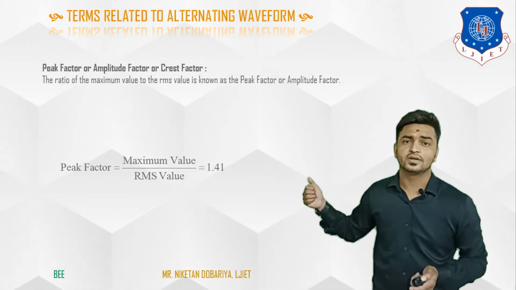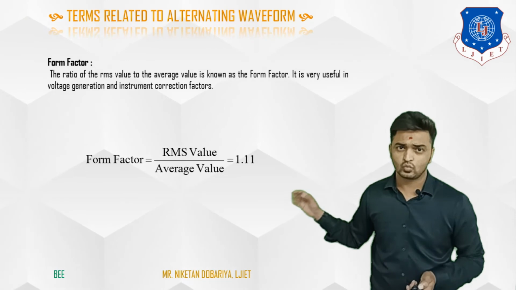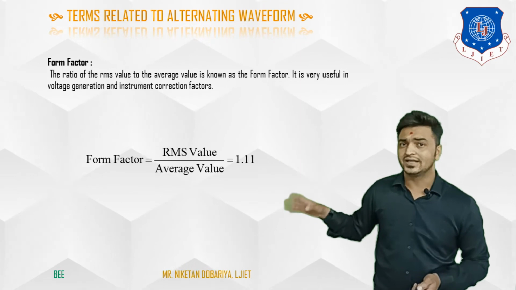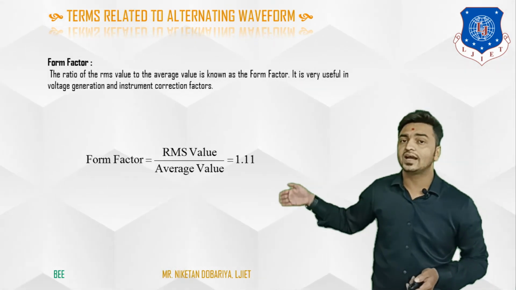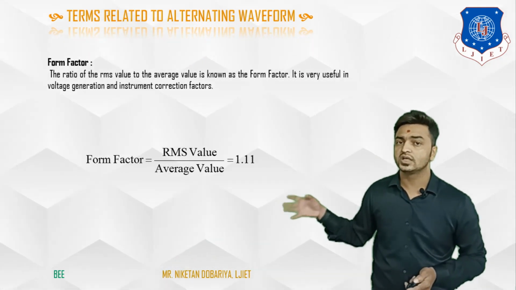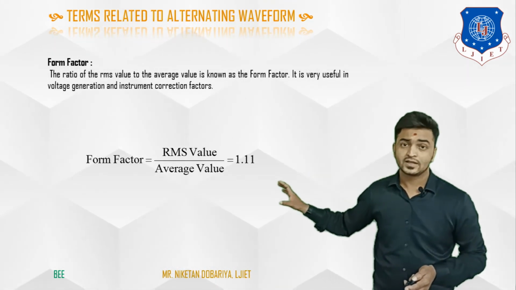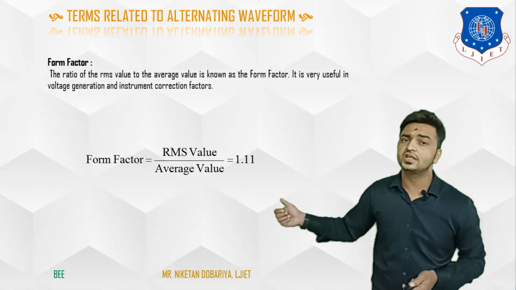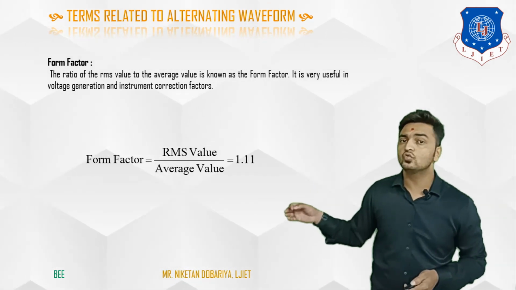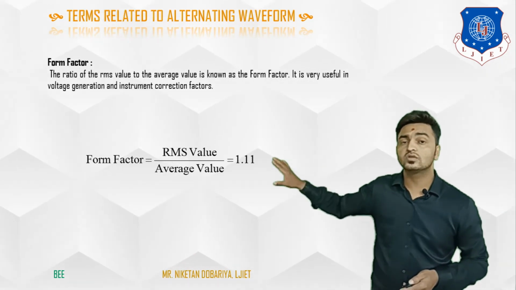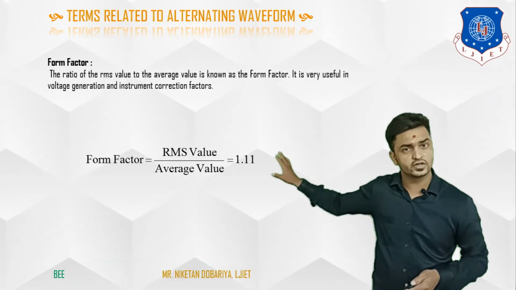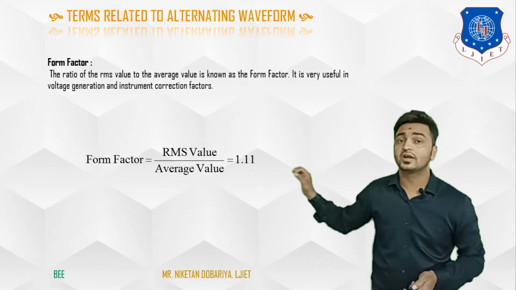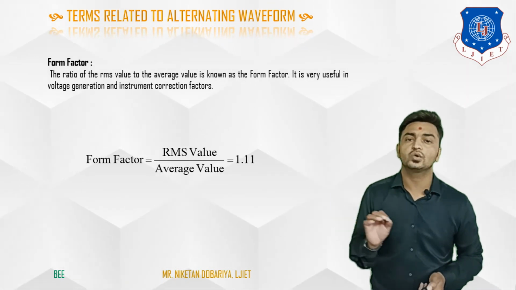Similarly, the next term is the form factor. What is the form factor? It is the ratio of the RMS value to the average value. Again, in our previous topic, we had derived the RMS value as well as the average value. If we put those values over here, as an example, the RMS value is 0.707 Vm, and the average value is 0.632 Vm. So we will have a value of 1.11, which is given over here. So this is the value of the form factor for any sinusoidal alternating waveform.